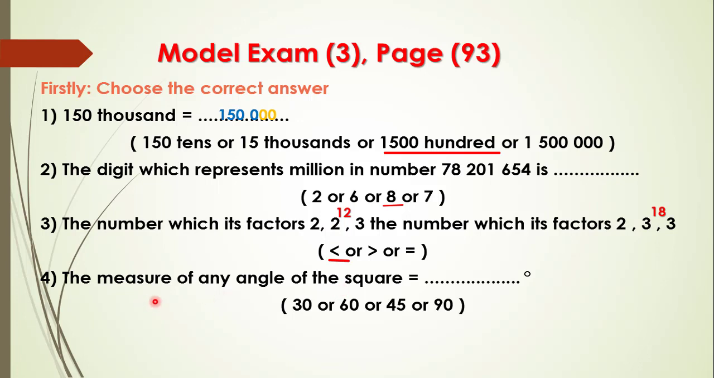Number 4, the measure of any angle of the square. In Unit 2, in the geometry, we studied that all angles of a square are right angles, and the measure of right angle is 90 degrees. So I choose 90 degrees.